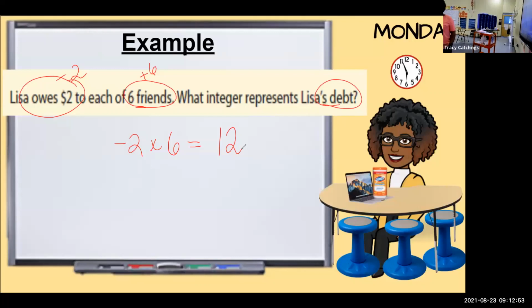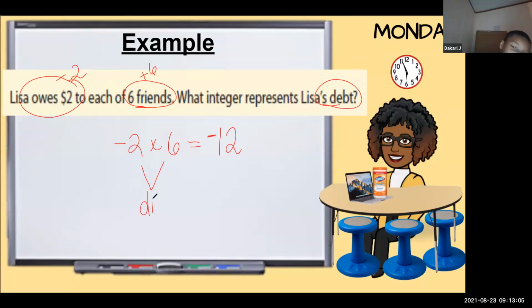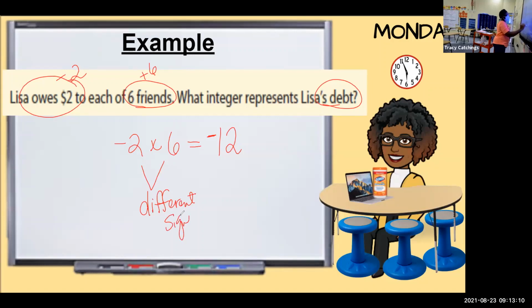We got 1 negative, so that means our answer will be what? Positive? No, sir. Y'all gotta remember the old rules. That would be negative. So we have to remember, we have different signs. That answer is going to be negative. Different signs, that answer will be negative.